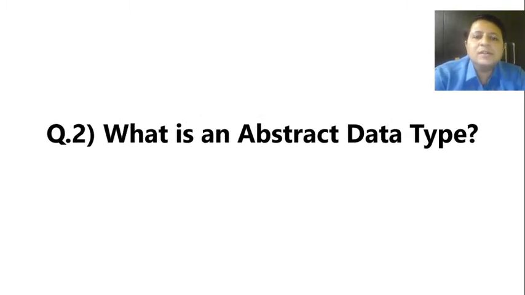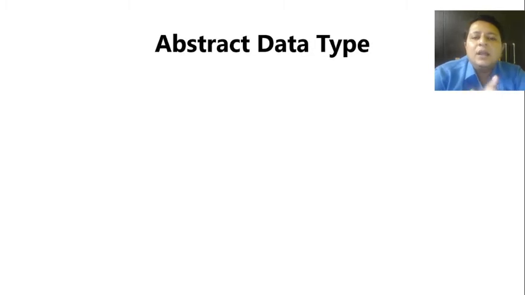So the next question is, what is an abstract data type? Before doing anything further on data structure, one needs to know about abstract data type, or we generally call it ADT. So let's try to understand what an abstract data type is, and then we'll see some examples of abstract data type also.